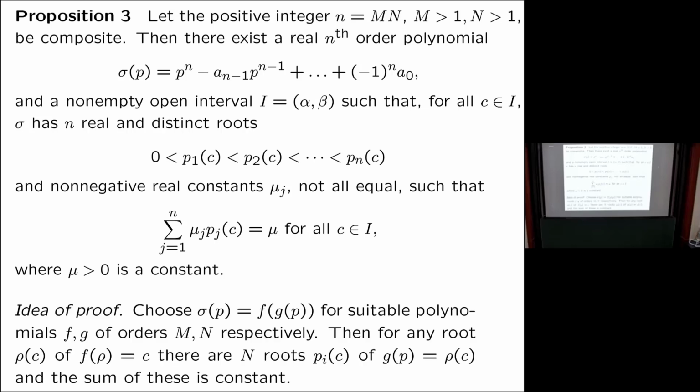The proof of this is that you choose sigma to be the composition of two polynomials of order capital M and capital N, sigma equals f composed with g. Then for any root rho of c of f of rho equals c, corresponding to any such root, there are n roots pi of c of g of p equals rho of c, and the sum of those roots is constant, but it's not all the roots of the original polynomial.